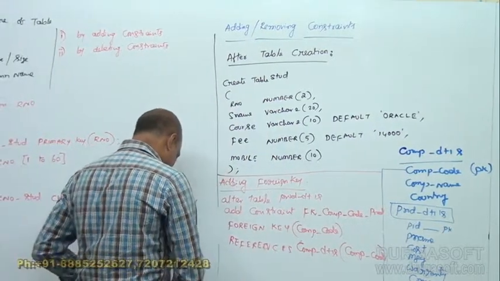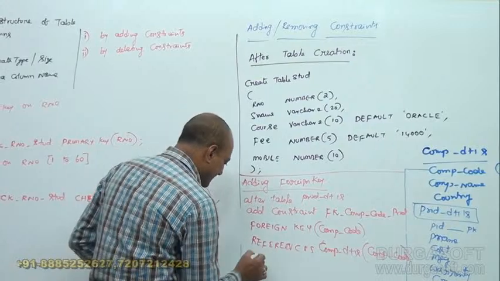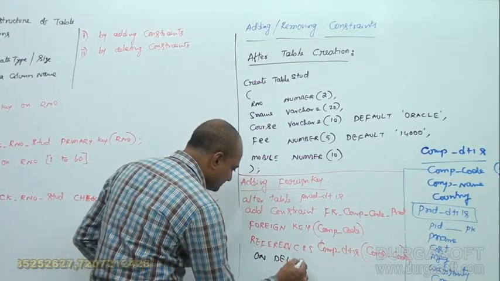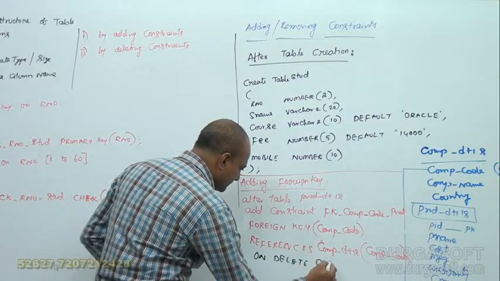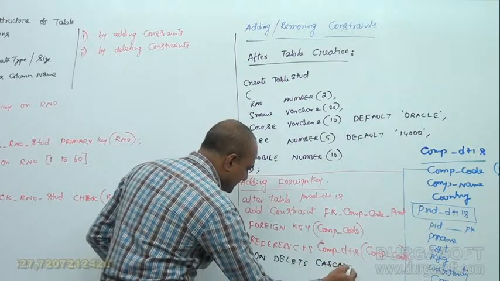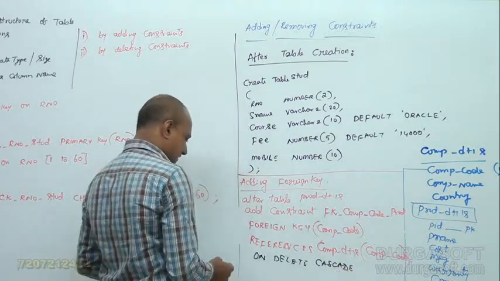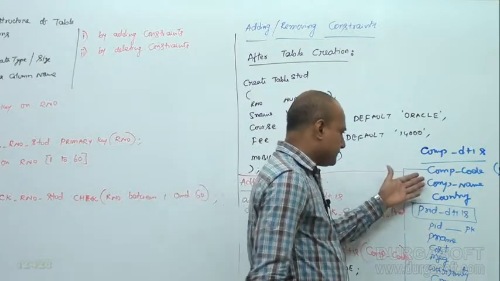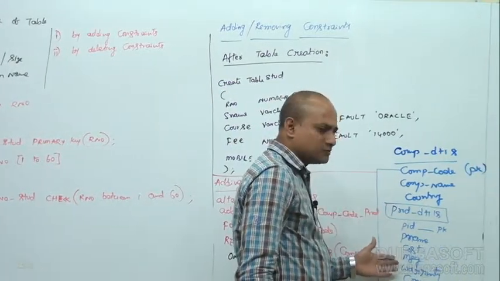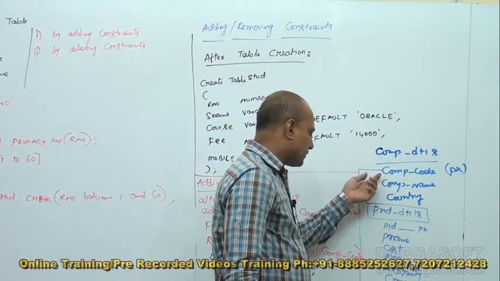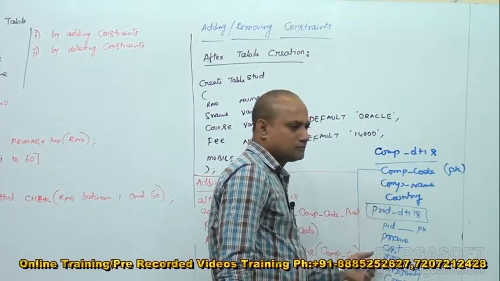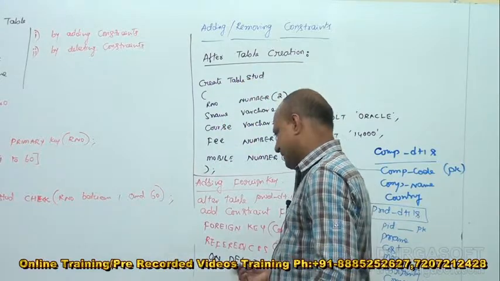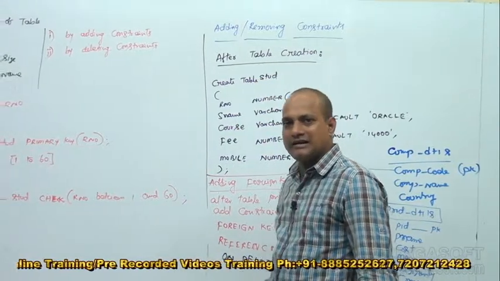And optionally, you can also use on delete cascade. What is this on delete cascade? See, suppose from each company you are maintaining 20 products. Company 1, 20 products. Company 2, 20 products. You are not defining on delete cascade, you are not using the keyword on delete cascade.